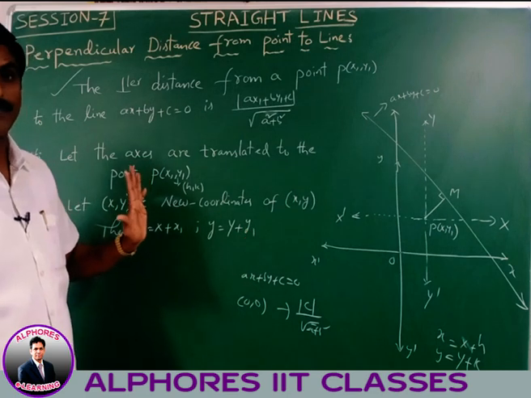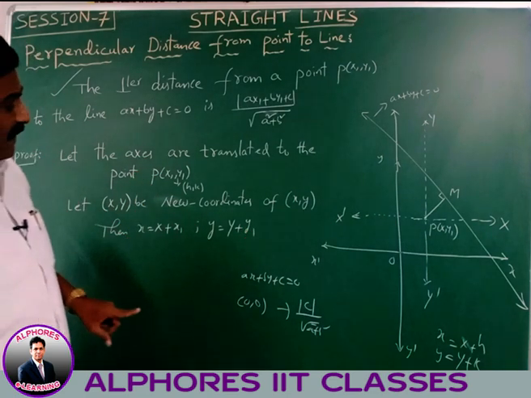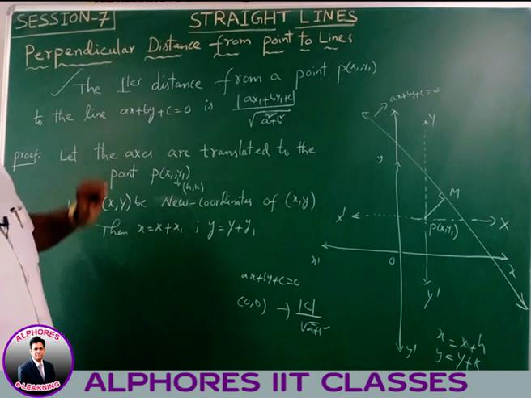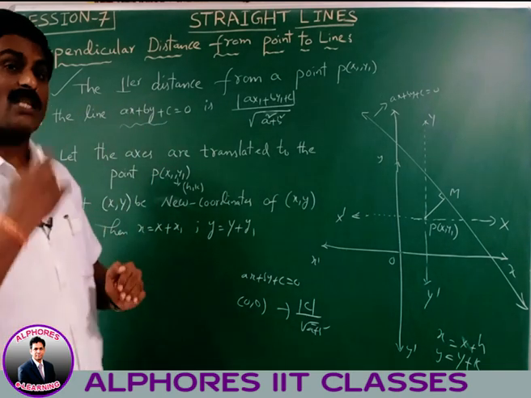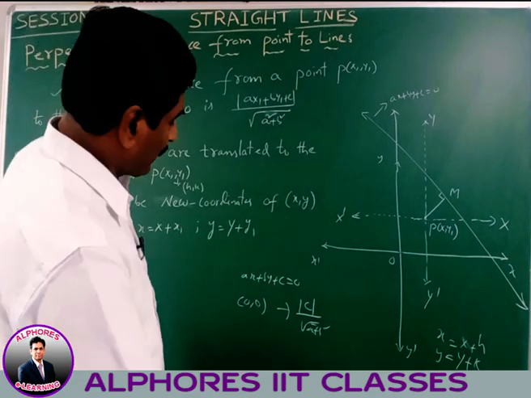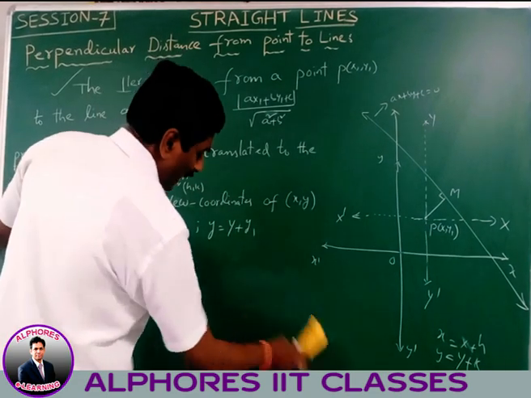Any doubt in this value? Actually, the given equation ax + by + c = 0 is the equation in the original system. Now we find the transformed equation of the line.